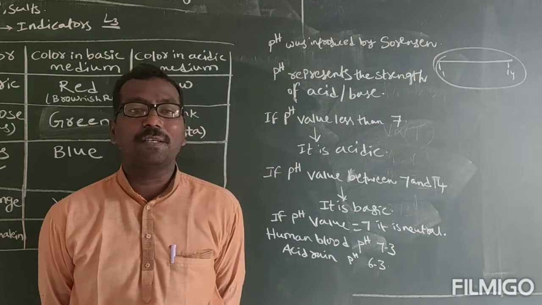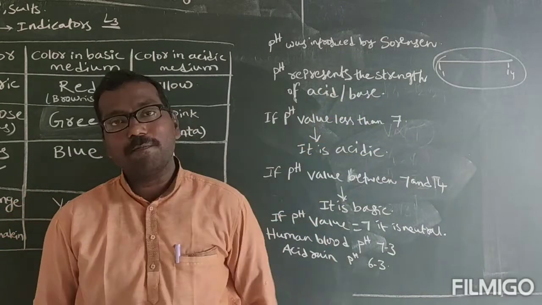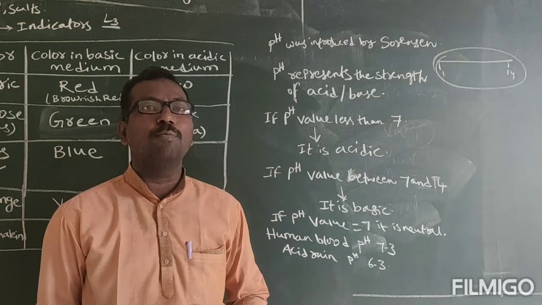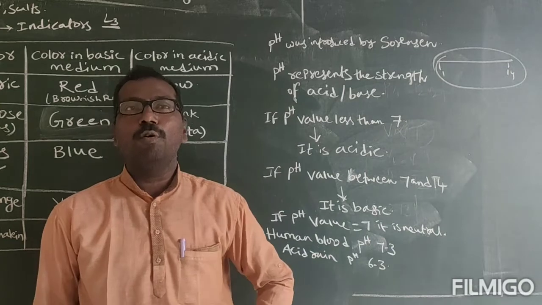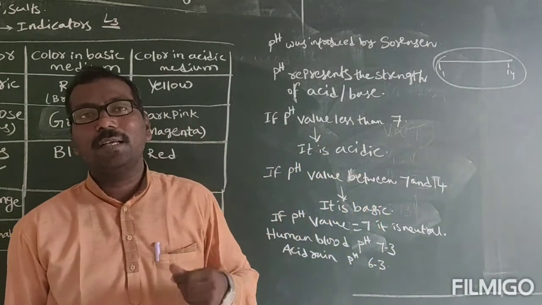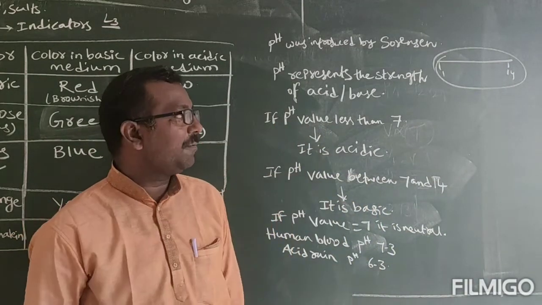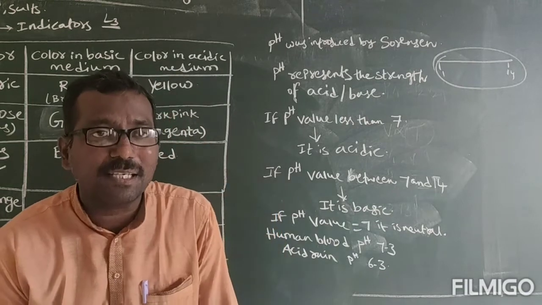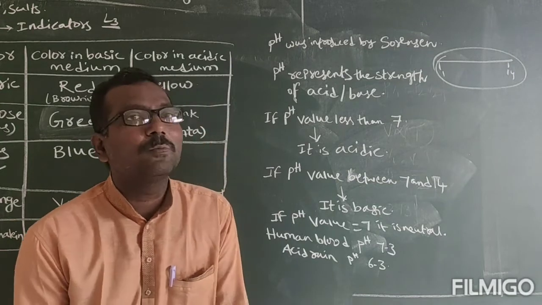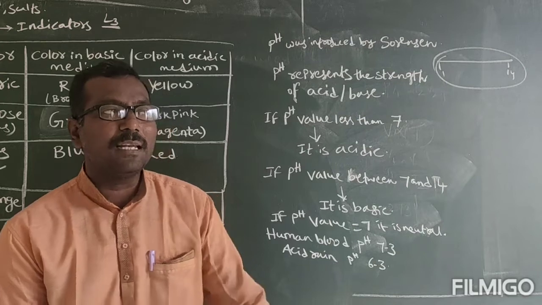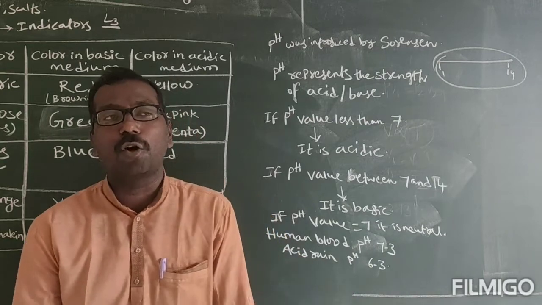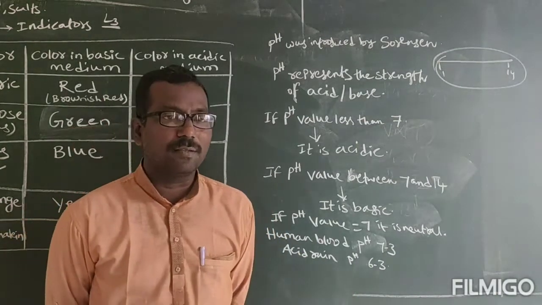pH represents the strength of an acid or a base. The lower the pH value for an acid, the stronger the acid is. The higher the pH value for a base, the stronger the base. The strongest acid is HCl, and its pH will be either 1 or 2, not more than that. The lower the pH value for an acid, the more powerful the acid. That is what we call strength.